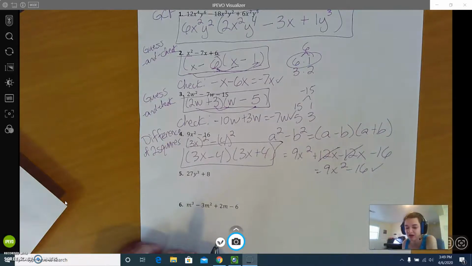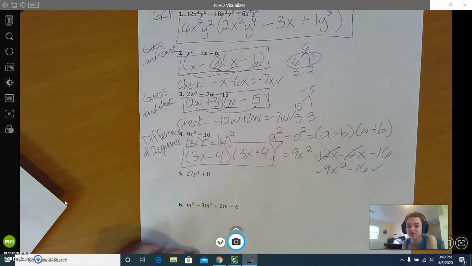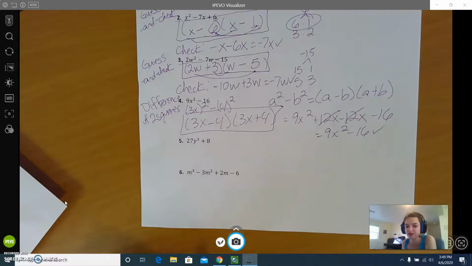With any of your factoring problems, you can do this. You can double check that you actually factored things correctly. Okay? Next one is 27y to the third plus 8.